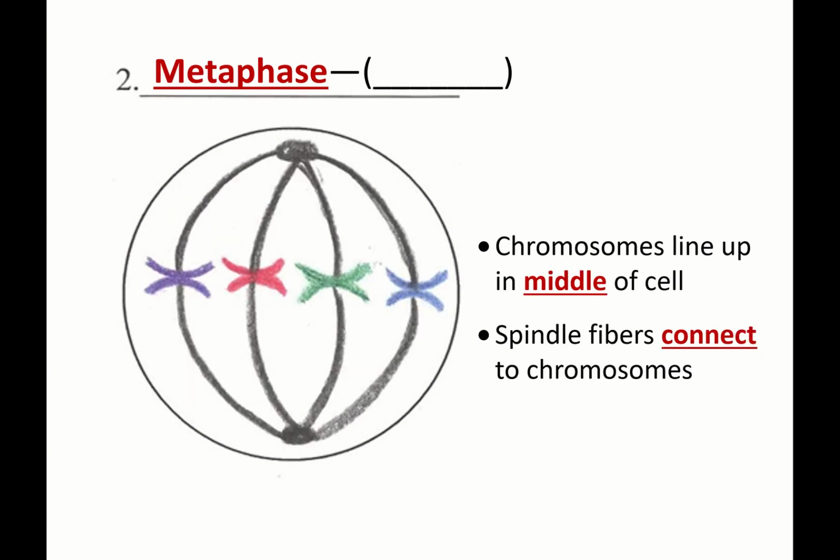Our next phase is metaphase. And with metaphase, I want you to think middle. So metaphase, middle. The chromosomes are going to line up in the middle of the cell. The spindle fibers are going to connect to the chromosomes here. So the spindle fibers help to move the chromosomes to the middle of the cell. You can see they've all lined up down the middle of the cell, and that makes them organized.